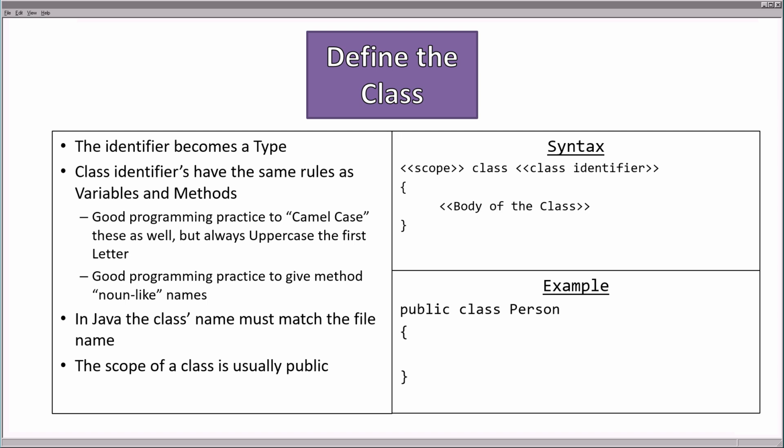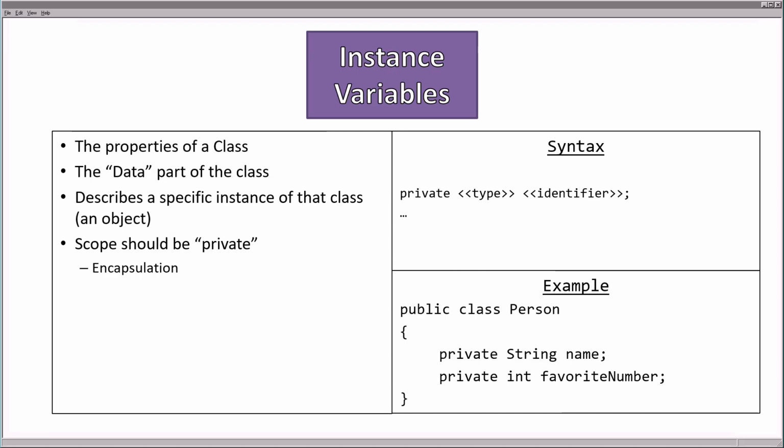The syntax for creating a class is simply you have a scope, usually public, followed by the reserved word class, and then the class's identifier. From there, within the curly braces, that is the body of the class where we are going to put properties and also methods. Next, we create the instance variables.